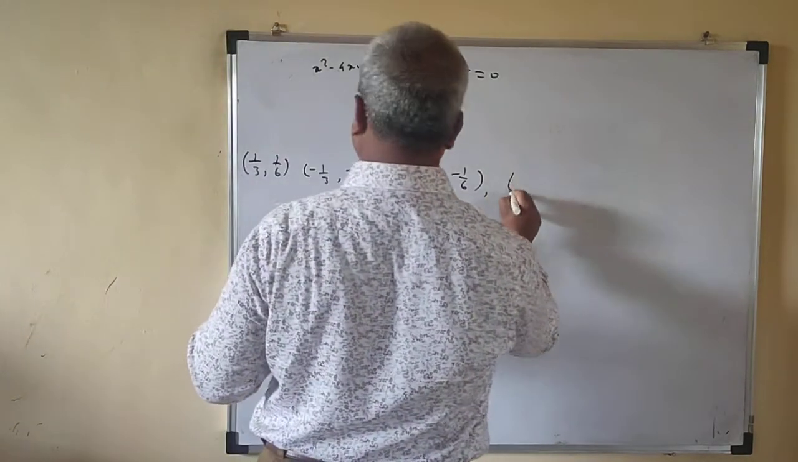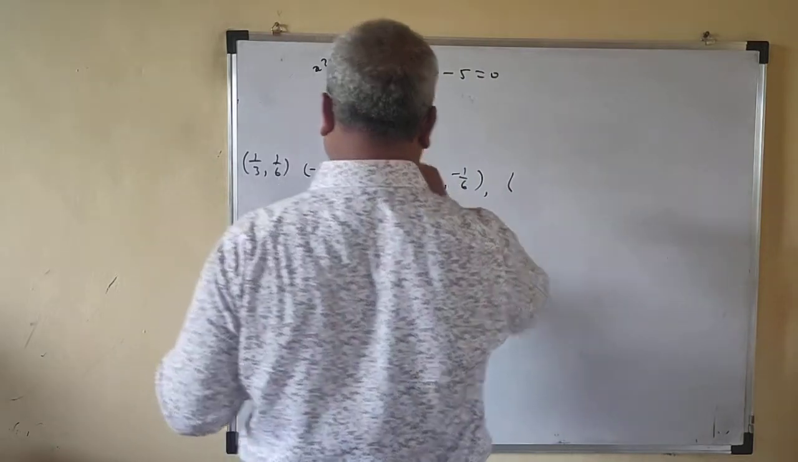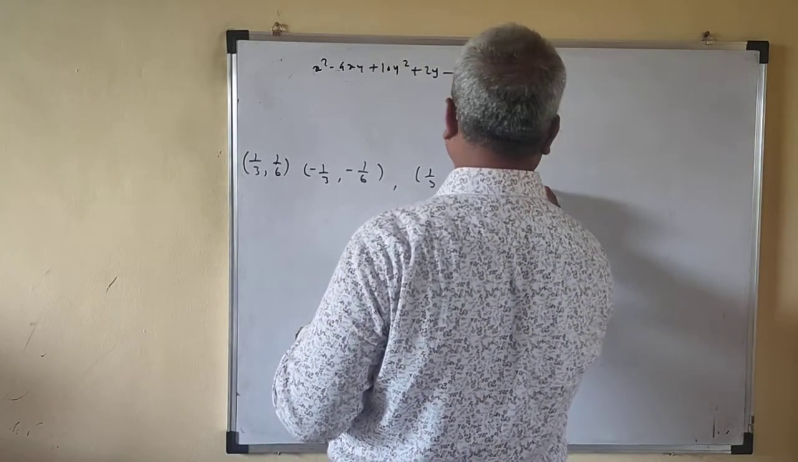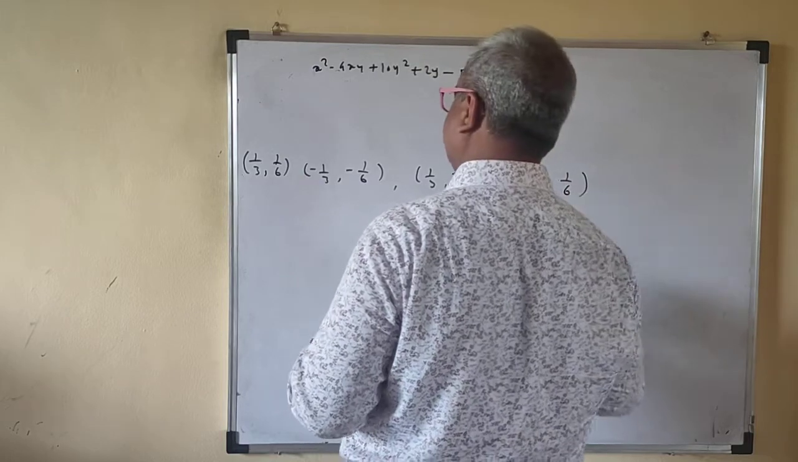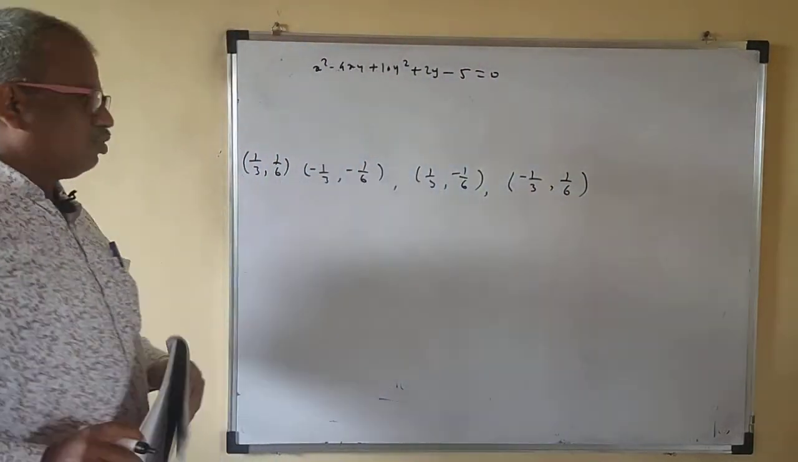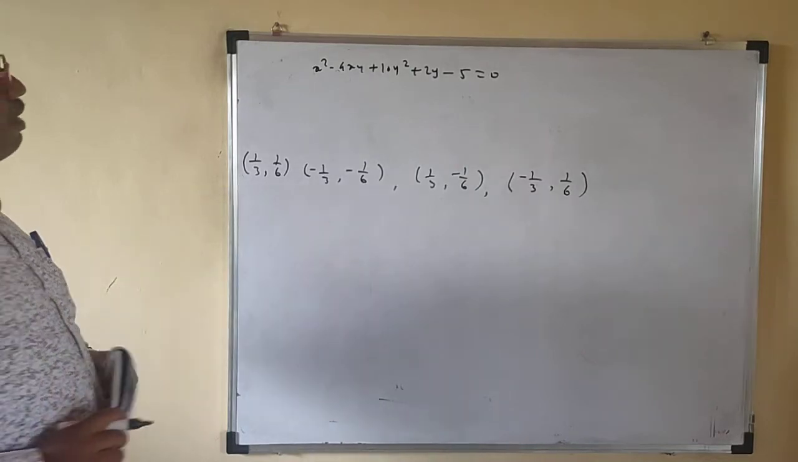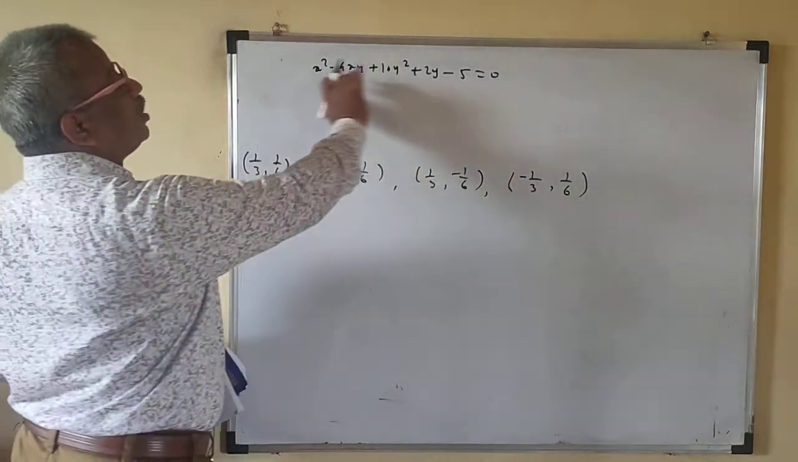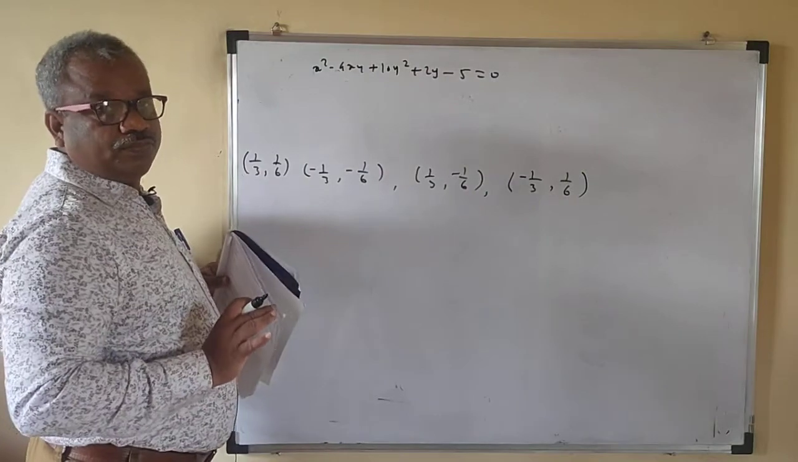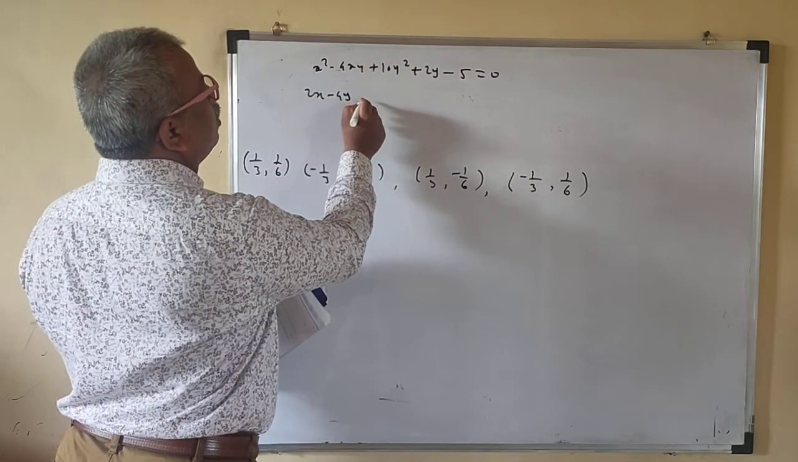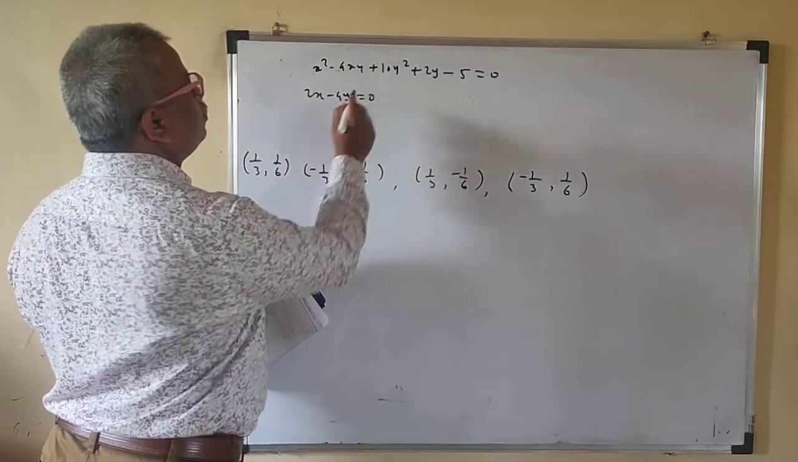and minus 1 by 3, 1 by 6. Okay, so such options are provided to you. You have to choose the correct option. So what I have to do? Differentiate partially with respect to x now. Differentiate partially, this gives twice x minus 4y is equal to 0.